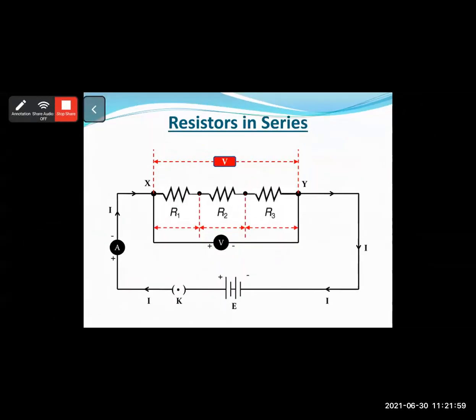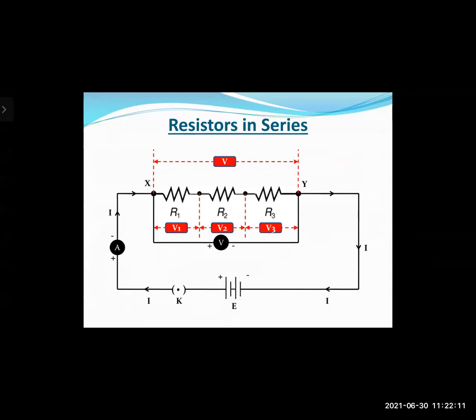Then, as you can see, the voltage across the three points, that is across resistor R1, resistor R2 and resistor R3, can be measured by connecting that voltmeter in between those individual resistors. When you connect the voltmeter across resistor R1, you will get the voltage V1. When you connect the voltmeter across resistor R2, you will get the voltage V2. When you connect the voltmeter across resistor R3, you will get the voltage V3, right?